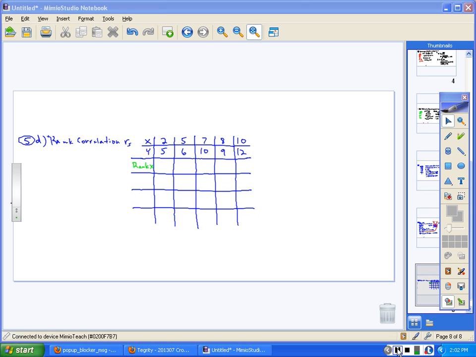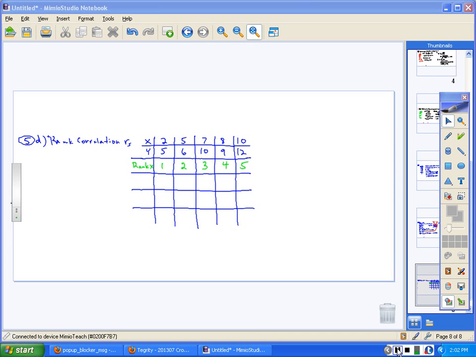Okay, so we're going to take a look at the x numbers. And we rank from lowest to highest. The lowest number among the x's is the number 2. So that gets a ranking of 1. The next lowest number is 5. So that gets a ranking of 2. 7 is 3. 8 is 4. And 10 is 5. So the x numbers were in order, 1 through 5.